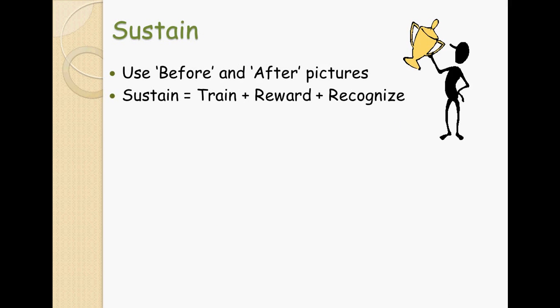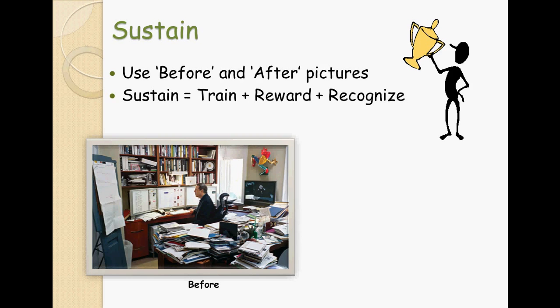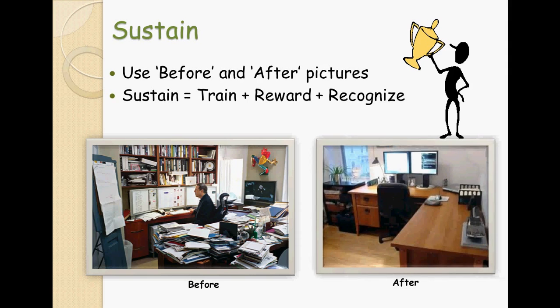The fifth S is sustain. And training and retraining is going to provide the discipline necessary to sustain the 5S momentum, as well as before and after pictures. These will help us to visualize what good looks like.